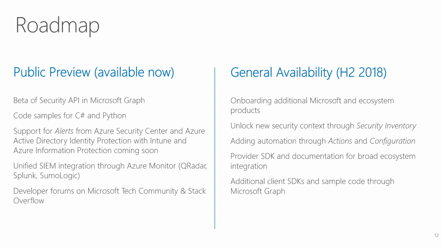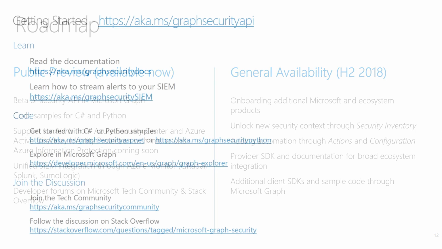In the fall of 2018, we will make the API generally available. At that time, we will have onboarded the rest of Microsoft's security products as providers, as well as a number of third-party ecosystem partners. We will release the final documentation on security profiles and our automation capabilities around actions and configurations. Finally, we will be fully integrated with the Microsoft Graph's catalog of SDKs and code samples to make it even easier for other developers to build on top of the security API.